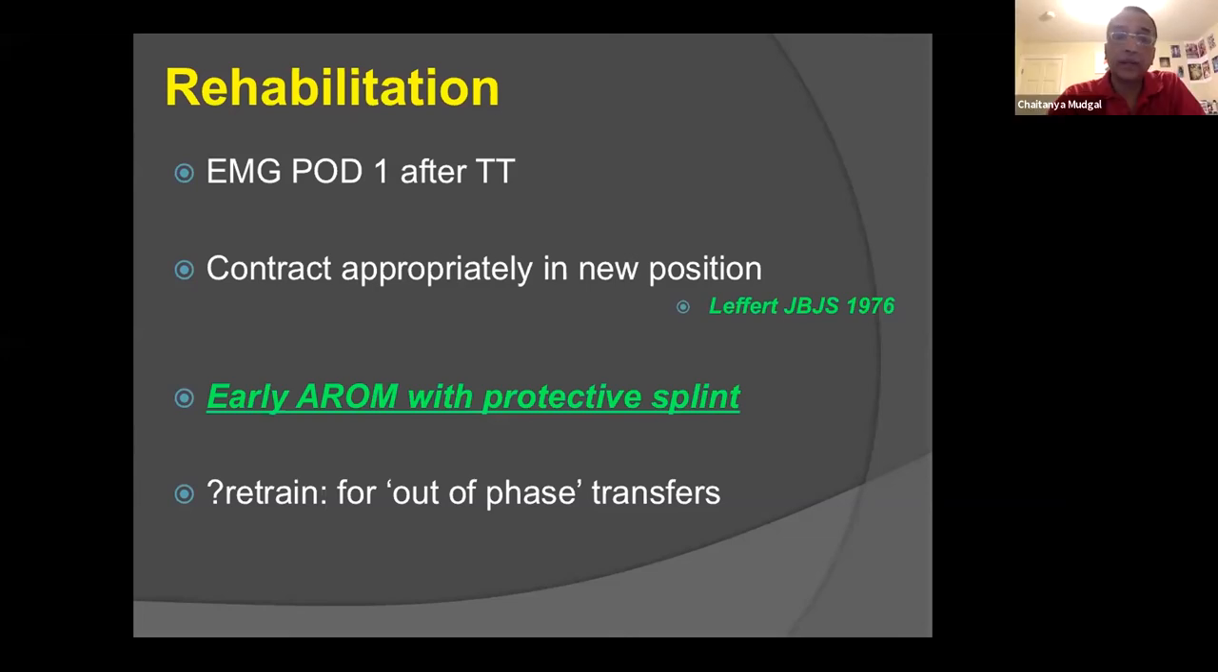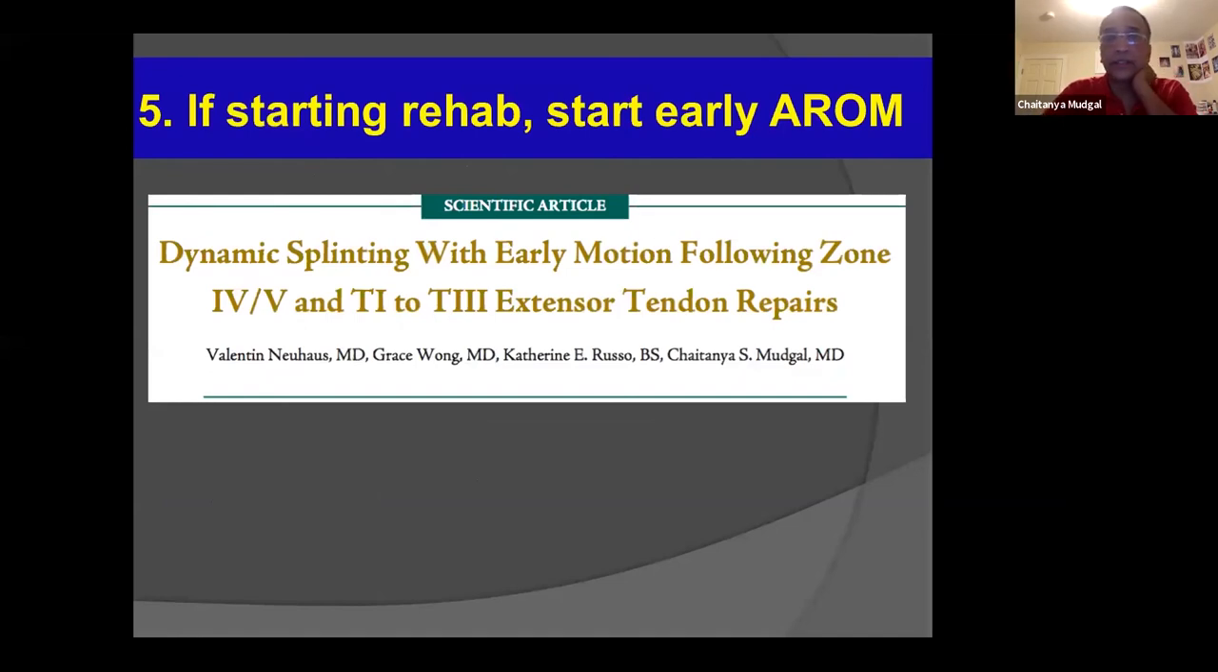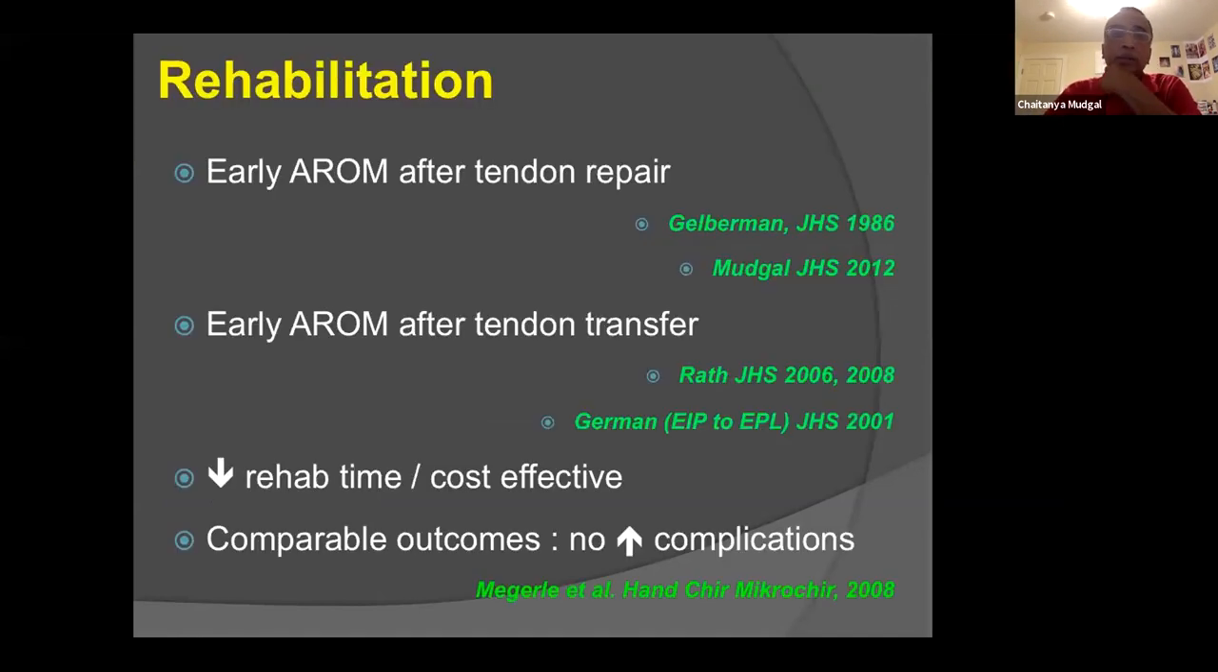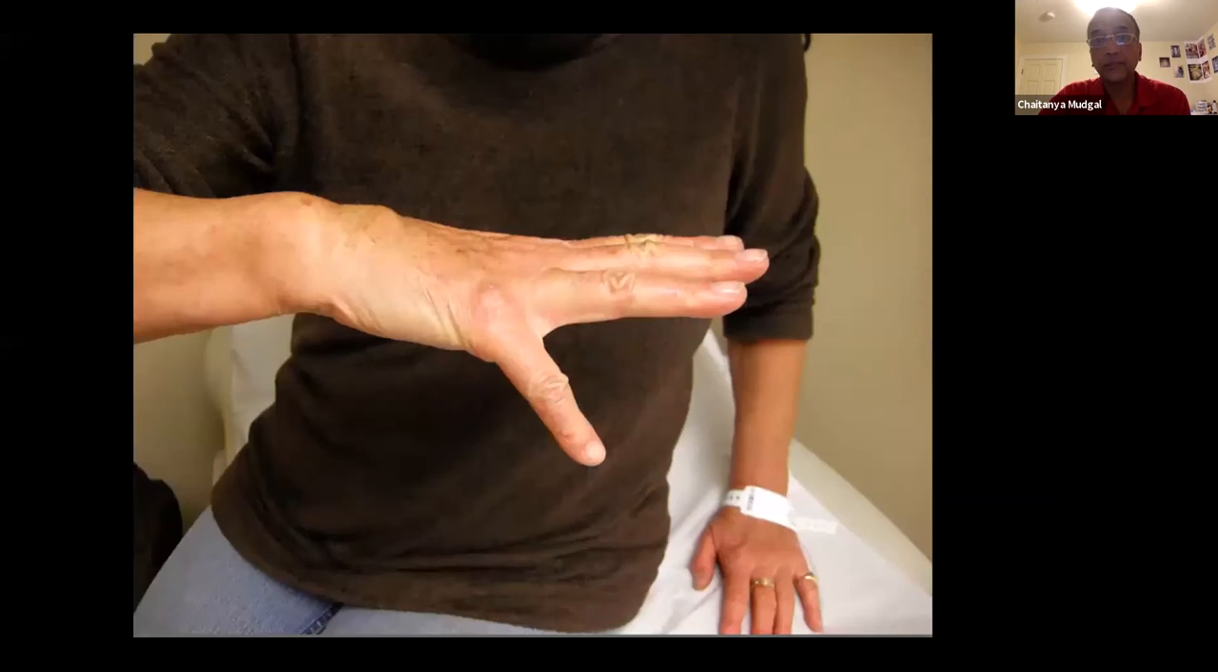That's exactly what happened to her, because she was just guarding it while she was in rehab for her other medical comorbidities. In addition, Dr. Leffert had shown us that if you transfer tendons on the extensor side, they start working almost as intended in the new position. We know that from extensor tendon repairs, as well as Dr. Gelberman's study on flexor tendon repairs, that you start rehabilitation early, like Becky said, and that's great. But what about tendon transfers? Well, we know from Santosh Ratha and Gunter Gehrman that early rehab reduces rehab time and is cost effective, and complications do not increase.